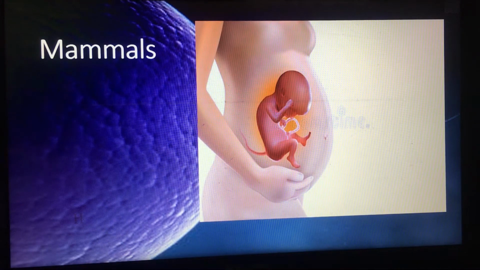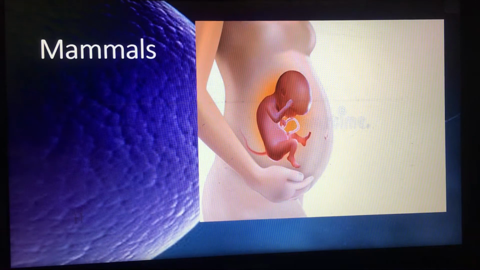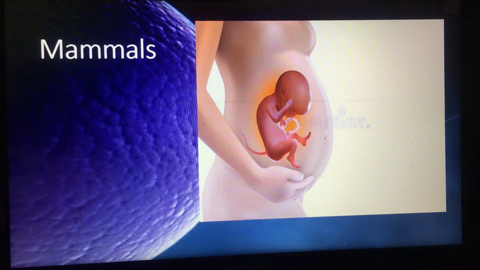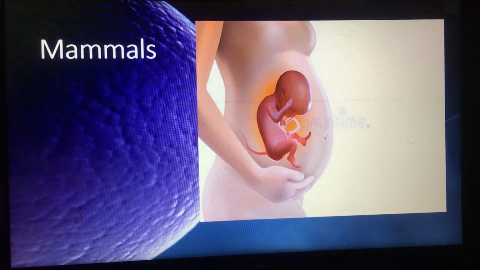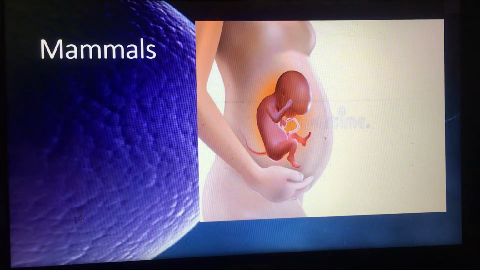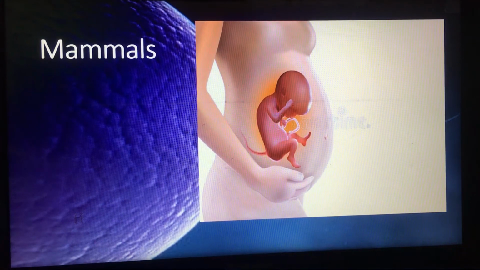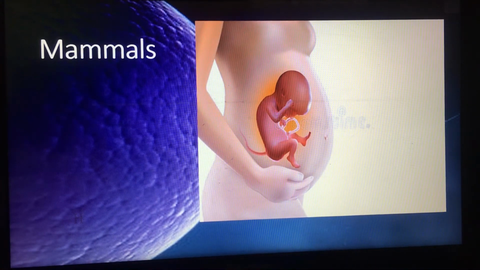So, again, in mammals, the fertilized egg develops inside the mother. The fetus grows and develops inside the mother's body until the baby mammal can live outside the body. Now, you have to know that we have two things for mammals. Mammals look after their young and also make milk for them.